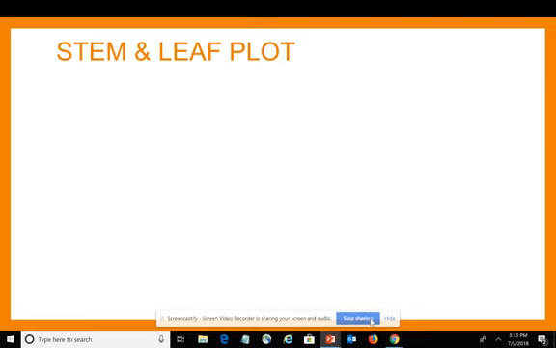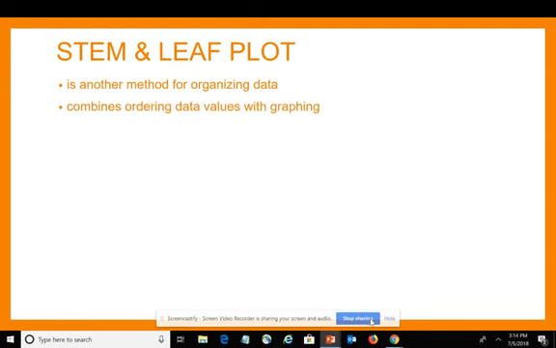Let's look at how to create a stem and leaf plot. A stem and leaf plot actually accomplishes two things at once. It not only helps you to get your data organized, but it also creates a picture or a graph. It's a good choice to use if you have a small data set. You wouldn't necessarily want to do a stem and leaf plot if you have hundreds or thousands of data values.